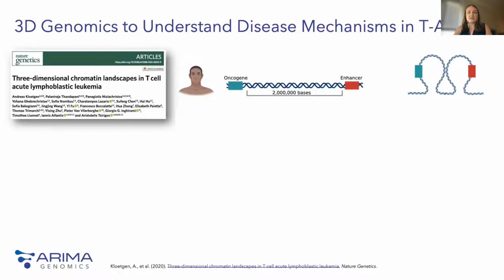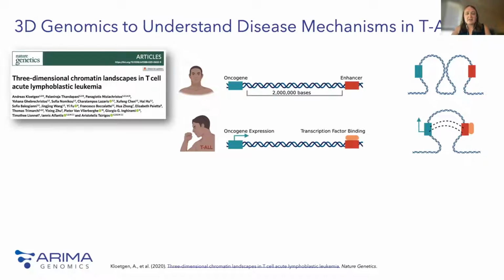So in this first set of diagrams representing a healthy patient, we can see that the oncogene MYC and this putative enhancer element are approximately 2 megabases away from each other in linear space. And 3D genomics shows us that these two elements normally arrange into 2 individual loop structures that are very distinct from one another.